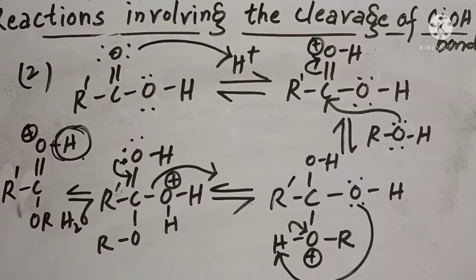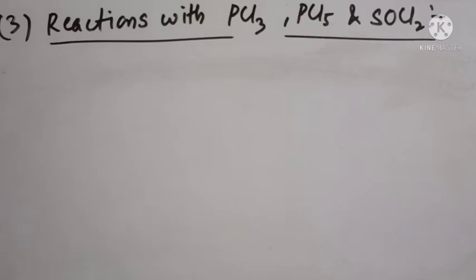Another type of reaction we will see involves the cleavage of the carbon and oxygen bond. Like the alcohol, when treated with PCl3, PCl5 or SOCl2, it was giving you the alkyl halide along with the byproducts. Similarly, the carboxylic acid will also react with these compounds to give you the corresponding acid chloride.